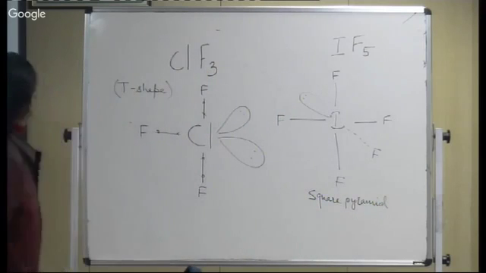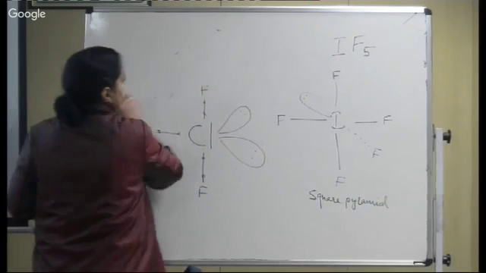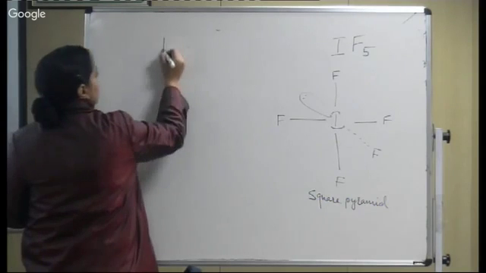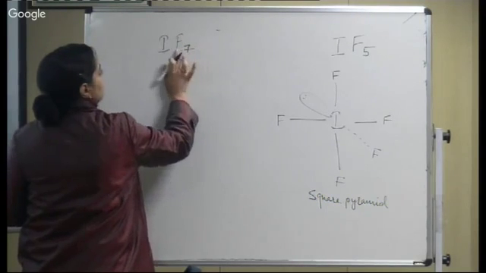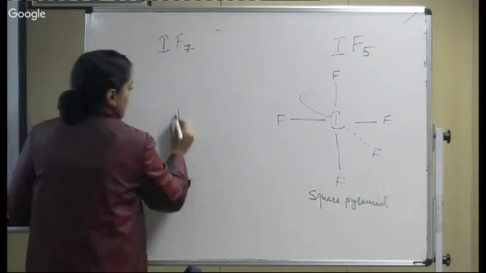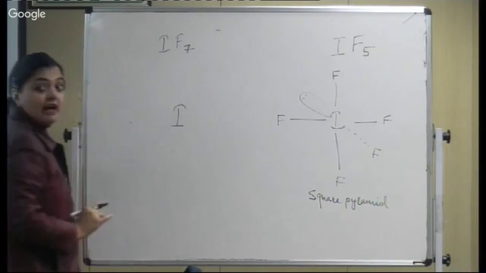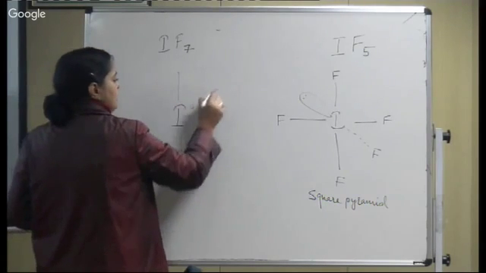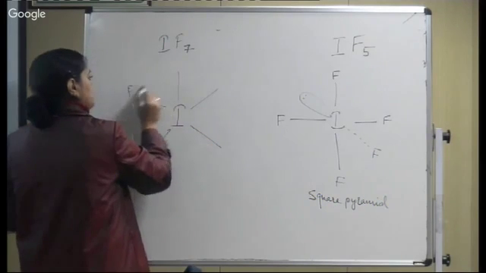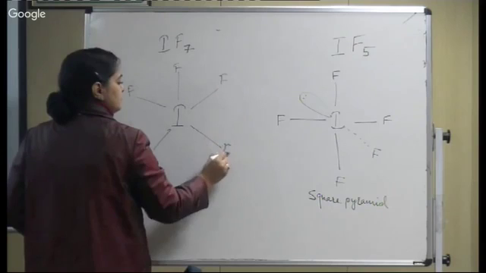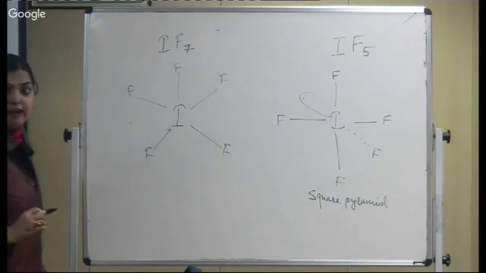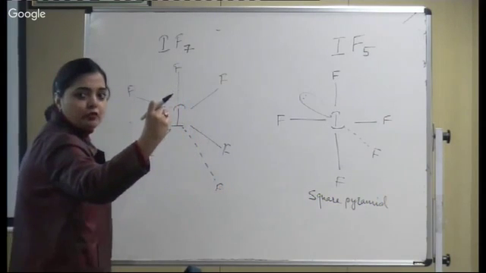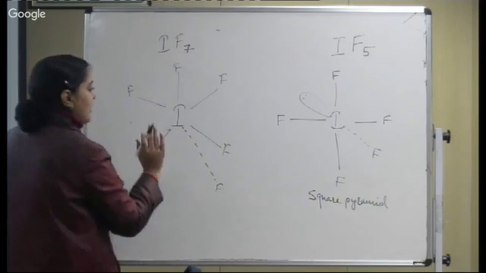Fine. And the next one is IF7. Iodine is already there. 7 fluorine atoms. 7 fluorine atoms means I can form a kind of pentagon over here. But it accommodates only 5 in the plane. 1 fluorine towards the whiteboard, from towards your side, and 1 inside.